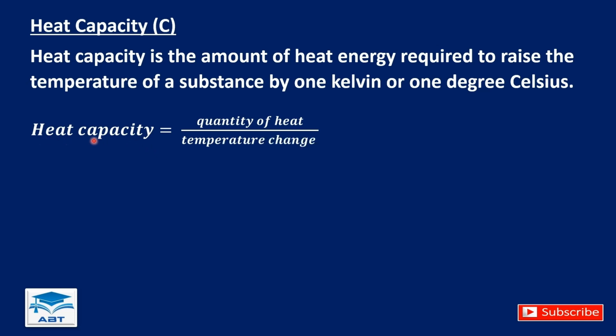Mathematically, heat capacity is equal to the quantity of heat divided by temperature change. So heat capacity is denoted by C, and let's represent the quantity of heat with Q, and temperature change is delta theta.